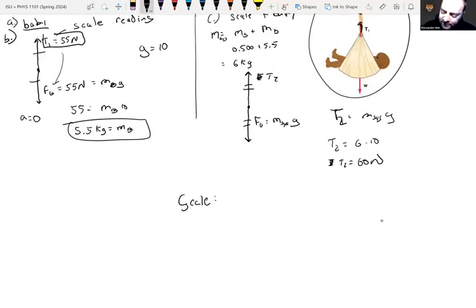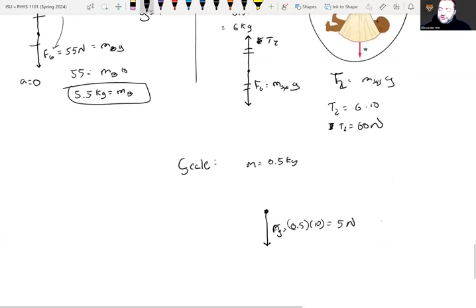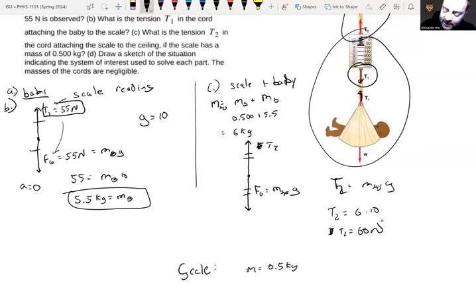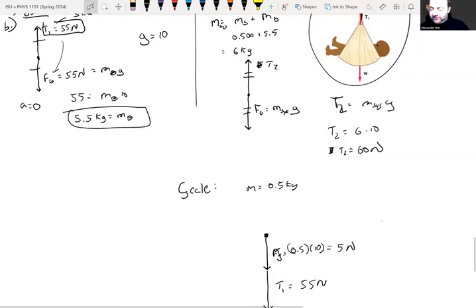Now, alternatively, you can just look at the scale. If you just look at the scale, then your m is equal to 0.5 kilograms. It's just 3 sig figs, but that's fine. FG is equal to 0.5 times 10, which is equal to 5 newtons. But also going down on the scale is tension 1, which we found in the first part was equal to 55 newtons. Tension 1 right here is pulling downward on that scale. So that's why you have 55 newtons right there.